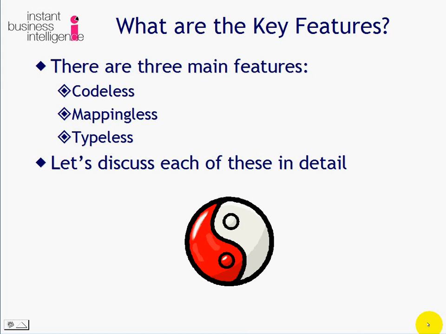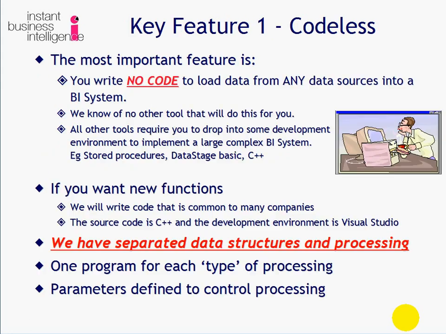What are the three main features of SeETL runtime? Codeless, mappingless, typeless. These are the three things that you want in an ETL tool. Codeless. What does codeless mean? It doesn't mean that there's no code, for a start. What it means is there's no code that the end user has to write.